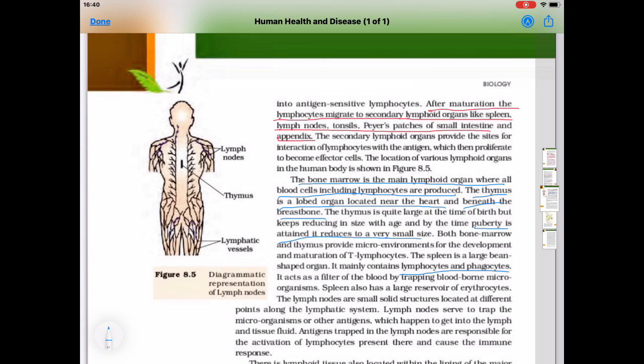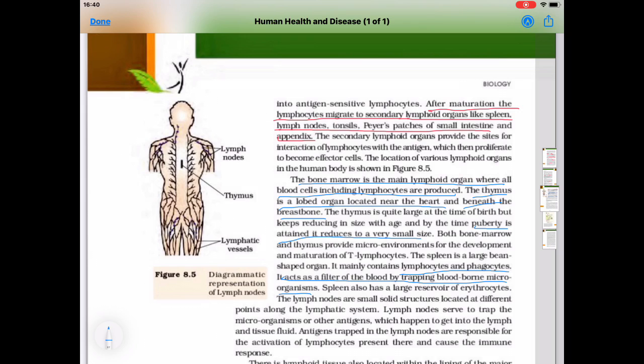It acts as a filter of the body's blood by trapping blood-borne microorganisms. The spleen also has a large reservoir of erythrocytes. The spleen is also known as the graveyard of RBCs.